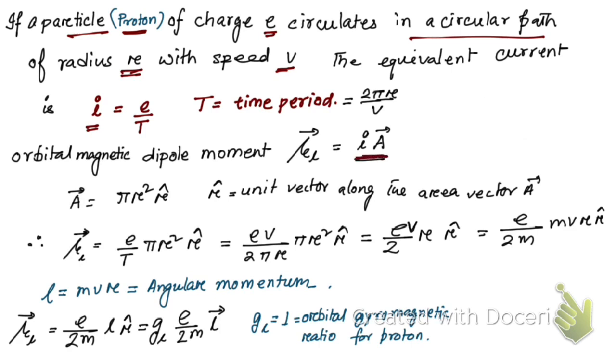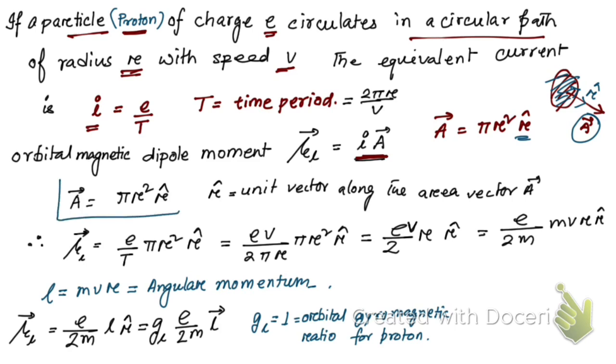Here, the area is pi r square, which is the area of this loop, and r cap gives the direction along the area vector. The area vector is always perpendicular to the plane of this circular loop. Remember that. The direction along the area vector A is given by r cap, and this is the unit vector along the area vector. Hope you have understood this.